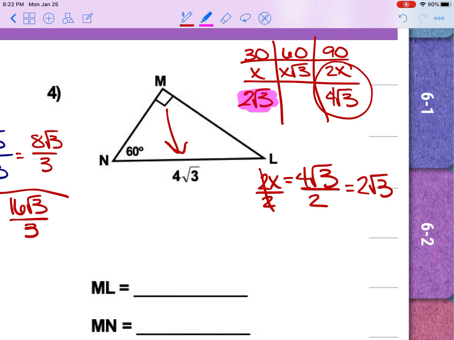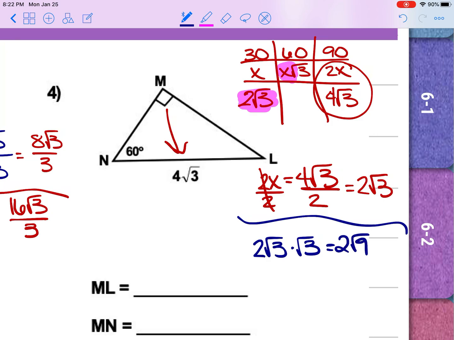Now we're going to take what we have for x and substitute in here. So let me change colors. We're going to say 2 square root of 3 times the square root of 3. We took all of that and substituted it in for x. So our like terms here are the numbers under the radical. So we would say 2 square root of 9. But we know that 9 is perfect, so it's really saying 2 times 3, which gives us 6. So ML is across from the 60, so that would be 6. MN is across from the 30, and that would be 2 square root of 3.